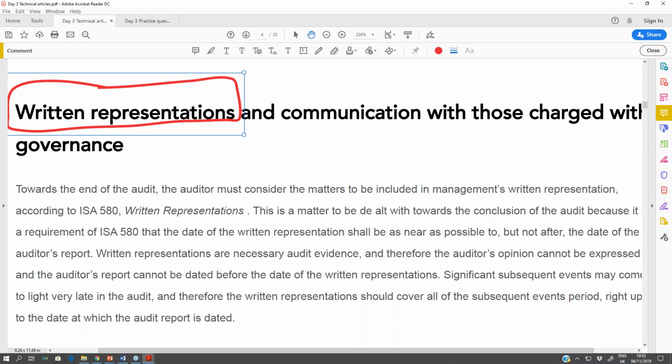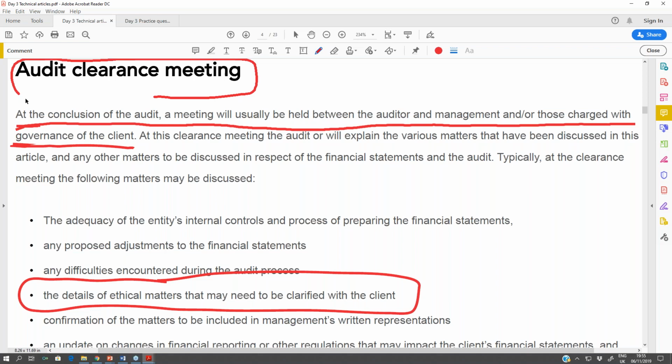And finally, this one, audit clearance meeting, which was like a report to those charged with governance. We were just reading it prior to the break, about what sort of issues you should be communicating to those charged with governance. So you should have a fair idea from this article. So a very important article and a must-read article. I hope you get the realization of that.